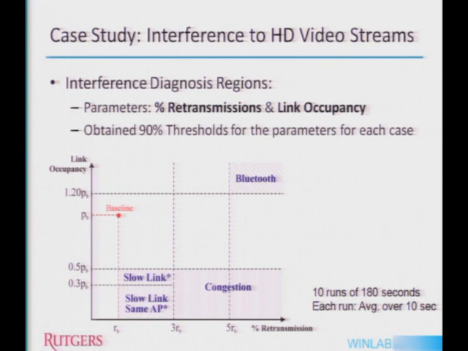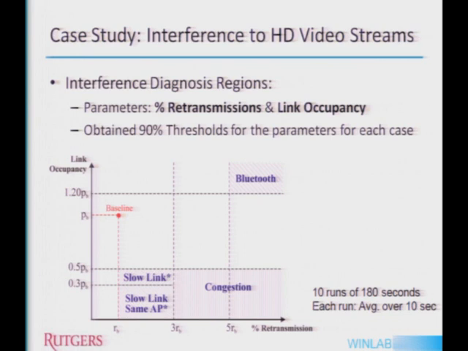And the dashed lines here are the 90% threshold. Each time we do an experiment of a certain kind, say a Bluetooth interference experiment, we plot the retransmission percentage and the link occupancy as a point in this two-axis graph. Each time we do this, we have one new data point, and the lines that we observe are the 90% thresholds. What it means is 90% of the time Bluetooth transmissions were observed in the upper right corner of that graph, and so on for the congestion case, the slow link case, and the slow link same AP case.